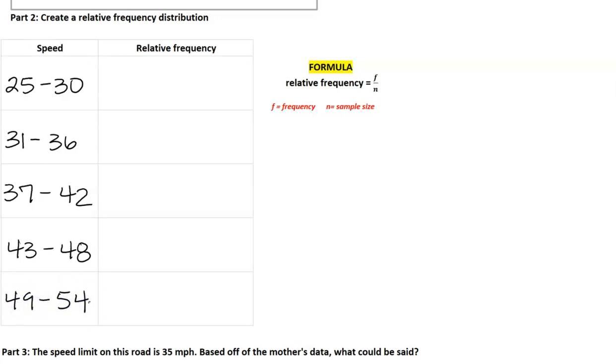And to construct this relative frequency distribution, we are going to compute the relative frequencies for each one of these classes. So we have the relative frequency formula over here to the right that tells us that the relative frequency is equal to the frequency divided by the sample size. Remember, in this example, our n is equal to 20. That's how many cars she recorded the speeds of. So let's start computing our relative frequencies.